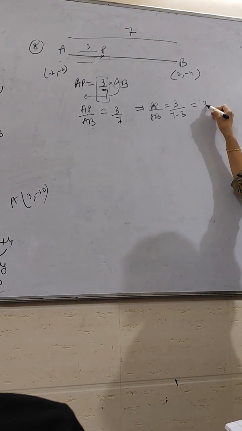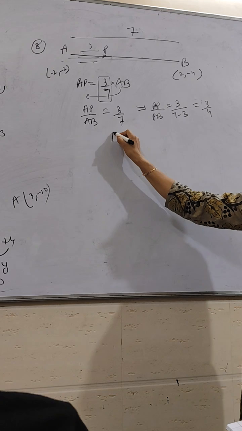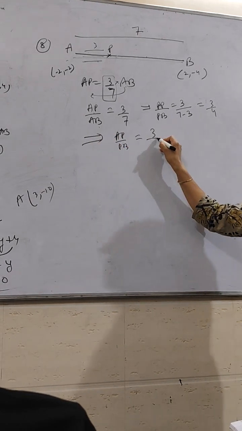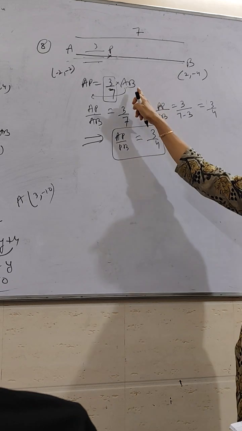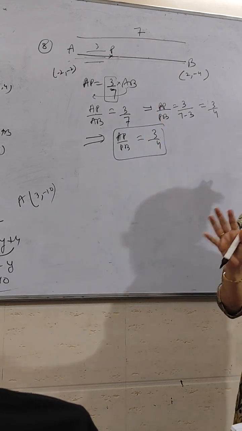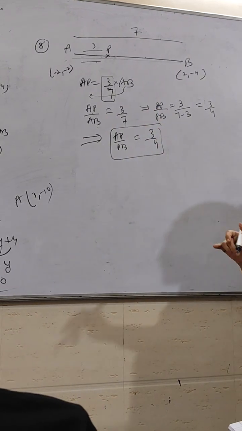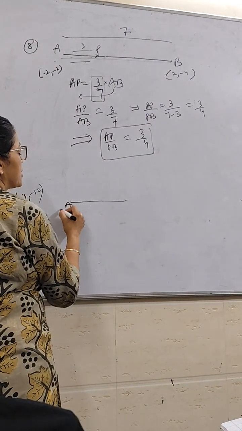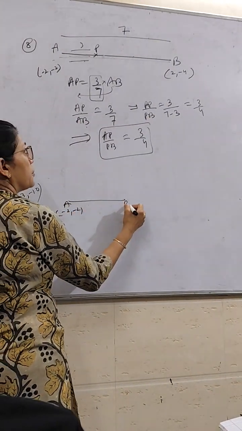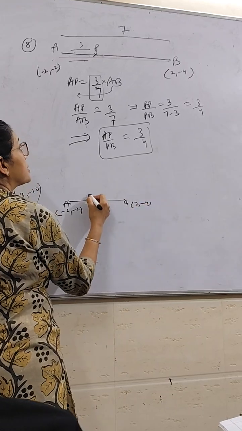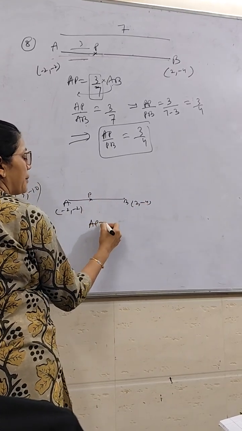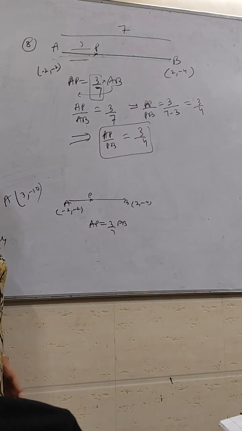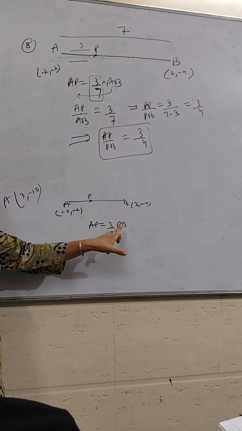So how will you write this? 3:4. So AP ratio PB is 3:4. Please read carefully. Suppose it came in the paper with exactly the same lines: A is this, B is this, find P such that AP is 3/7 of PB. Then if you still start using 3:4, it will be wrong. What is given? AP ratio PB.